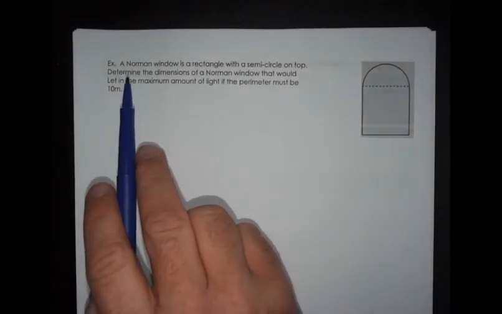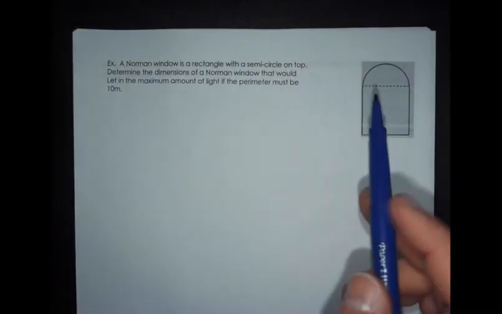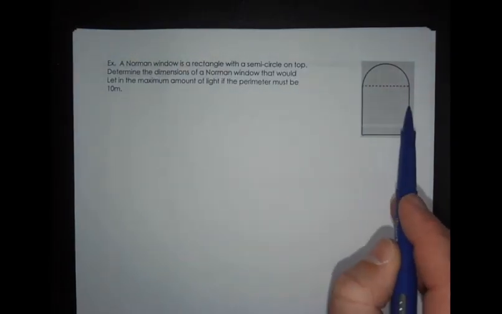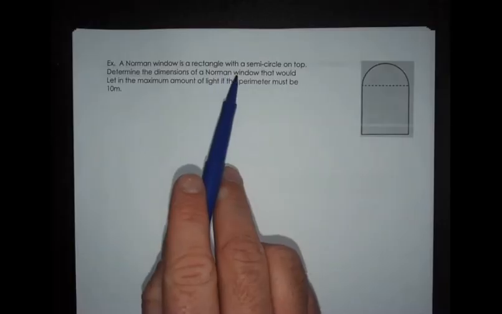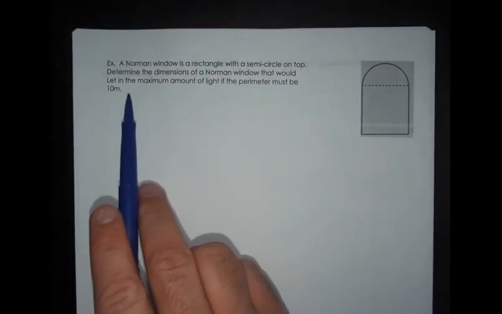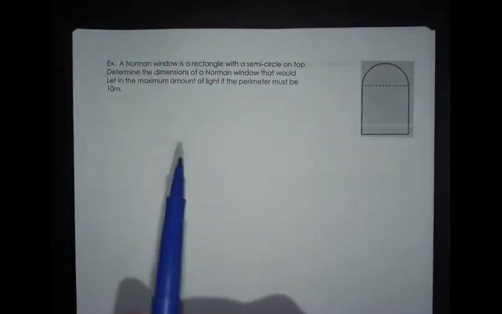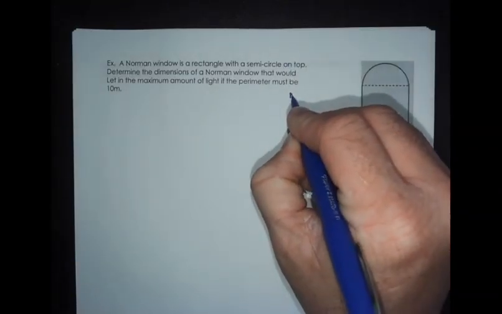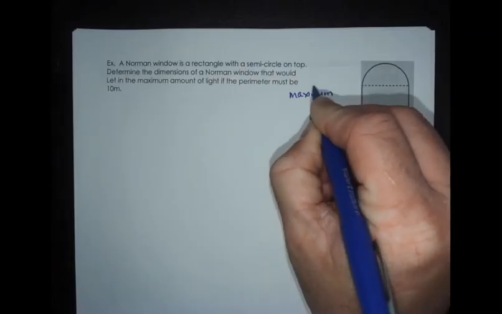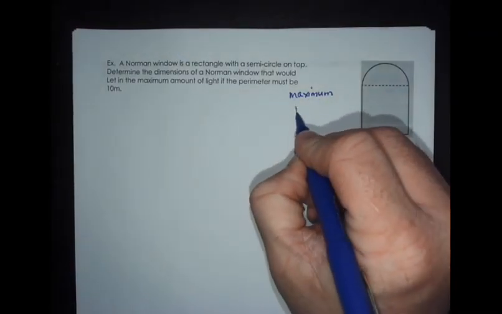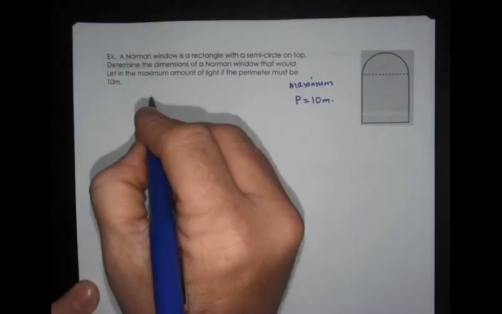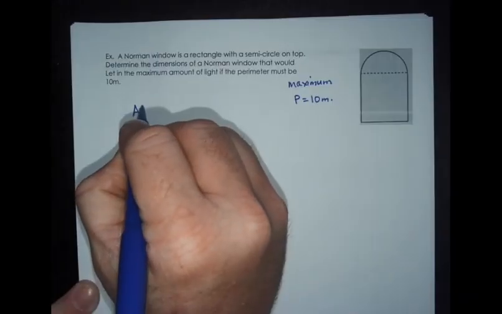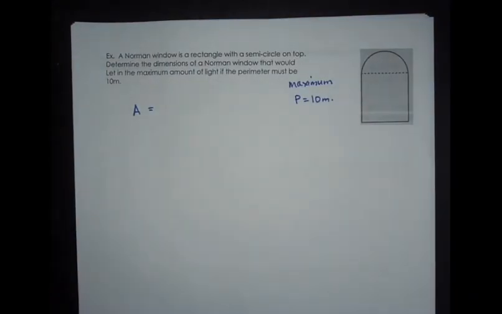All right, the second question talks about a Norman window, and basically it's a rectangle with a semicircle on top. So what we're going to try to do is determine the dimensions of the Norman window so that it would let in the maximum amount of light. So we're looking for a maximum, okay? And we want to know when the perimeter is equal to 10 meters. So what we're going to do is try to build an equation that relates to the area of this shape. So the question is, what do we know?